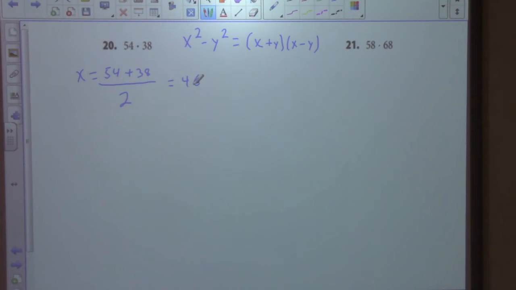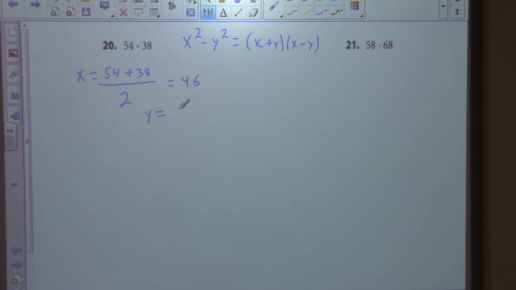Okay, now, if x is 46, what's y going to be? Y is going to be the difference between 46 and 54, or the difference between 38 and 46. What's the difference between those two?